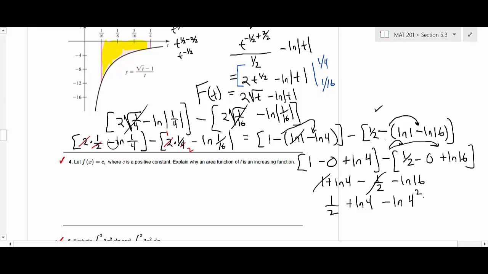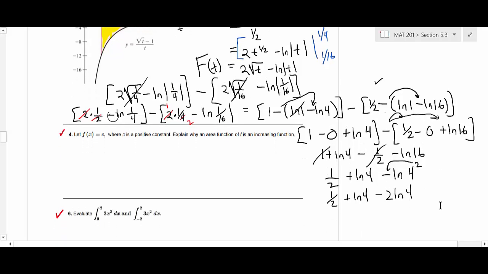The reason I did that is because now what can you do with that 2? Bring it down, and then you have some like terms. So you have 1/2 plus ln 4 minus 2 ln 4. These are like terms, that's 1 ln 4 and 2 ln 4. So you'd have 1/2 minus 1 ln 4. That's the answer to the problem.